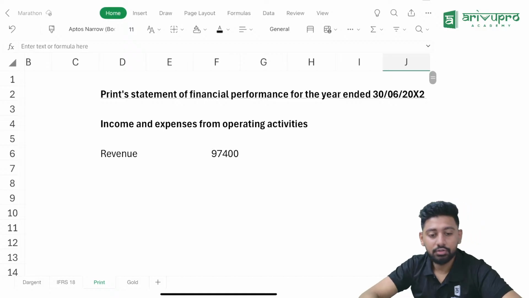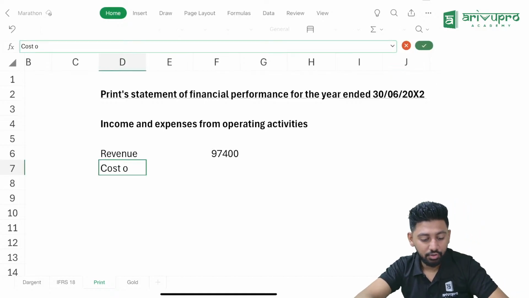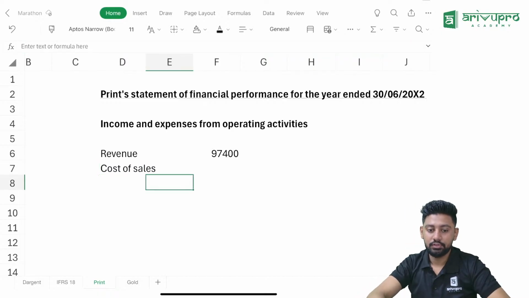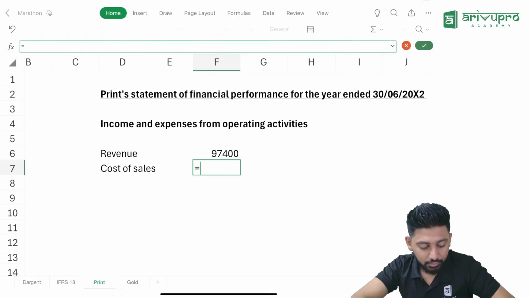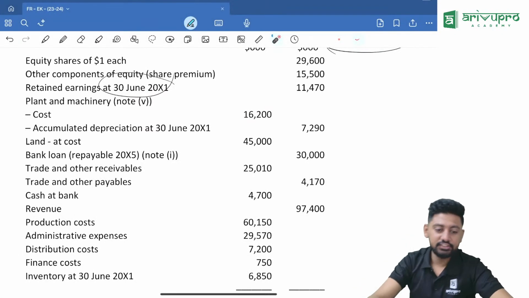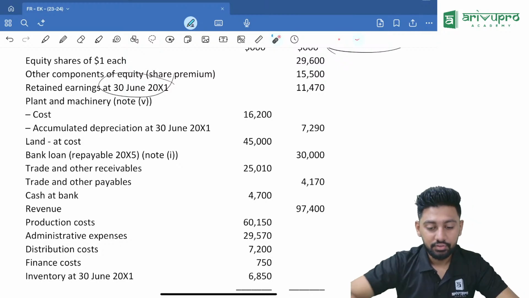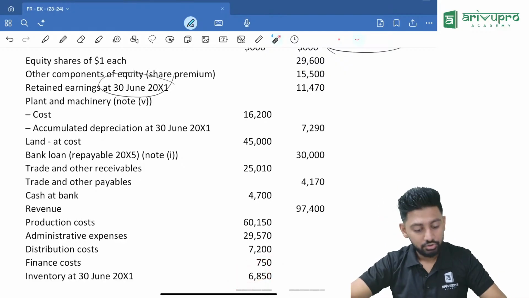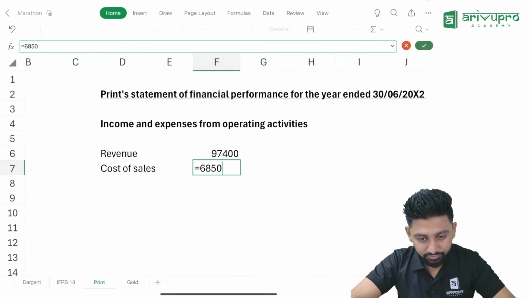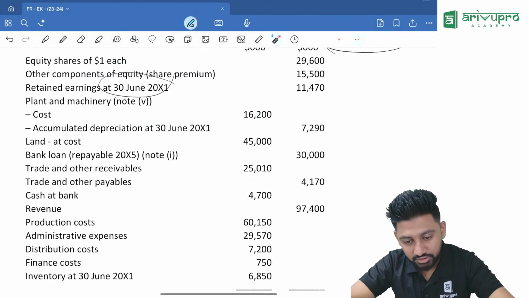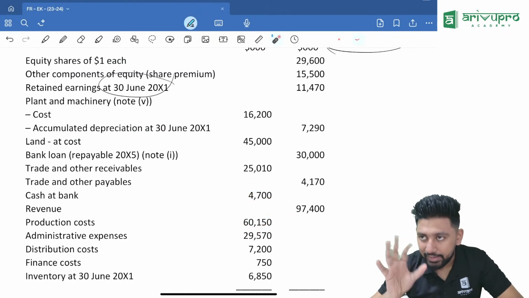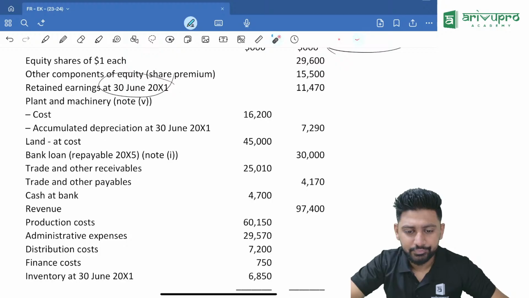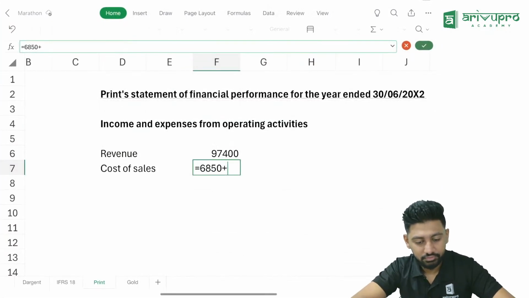And then what do I have? My cost of sales. My opening inventory is 6,850. So I'm going to take 6,850 plus my production cost, which is 60,150. Your examiner has slightly changed the format, so you might get confused. Please don't get confused. It's your normal cost of sales working. So that is your 60,150.